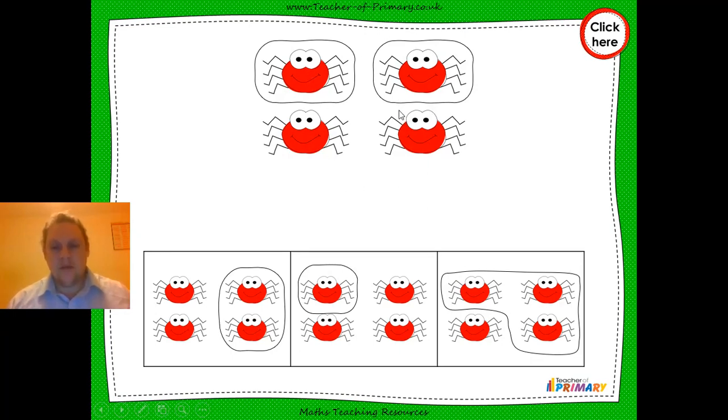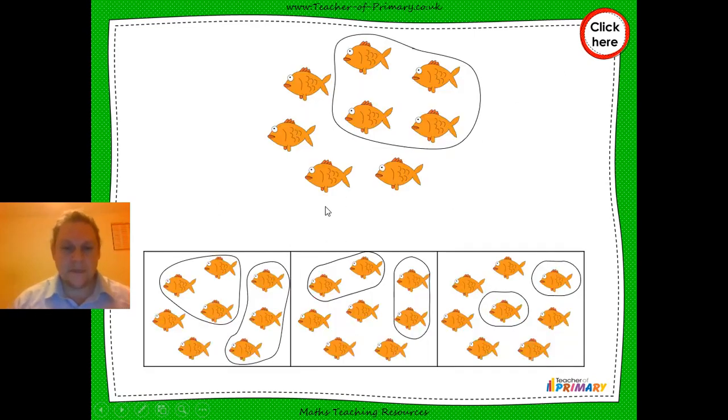All right, so which one below is going to be equivalent? 2/4 is equivalent to a half, isn't it? So if we can find one with half the amount of spiders selected below, that's going to be exactly the same. Is this half the amount of spiders? No, it's not, is it? 3 out of the 4 selected. Is this half the amount of spiders? No. We've got 1 out of the 4 selected. Is this half the amount of spiders? Yes, it is. So that is going to be our equivalent fraction.